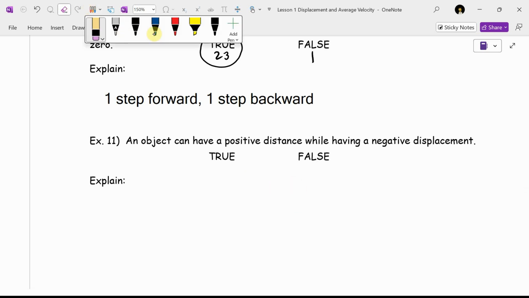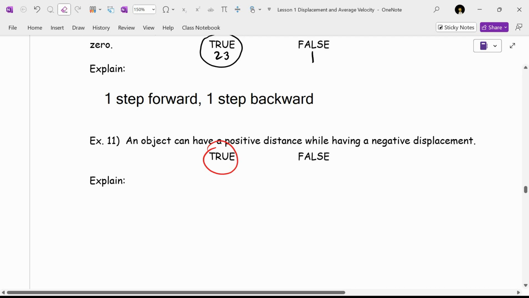Okay, so convince me. Give me an example. How can that be true?